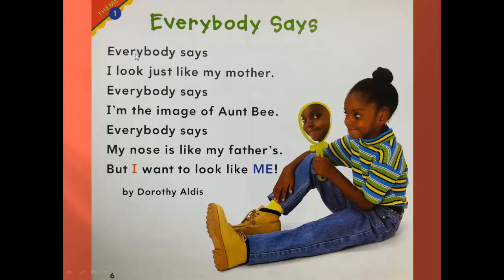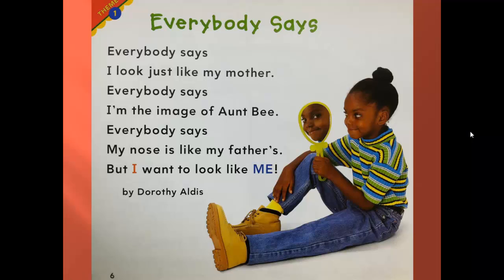Everybody says, I look just like my mother. Everybody says, I'm the image of Aunt B. Everybody says, my nose is like my father's. But I want to look like me. Right.